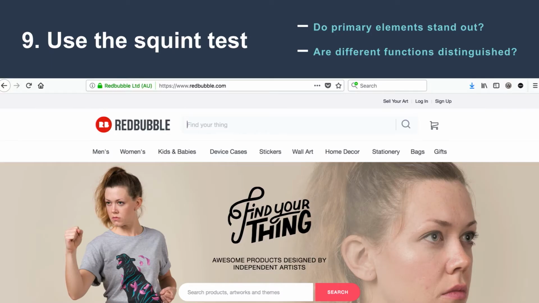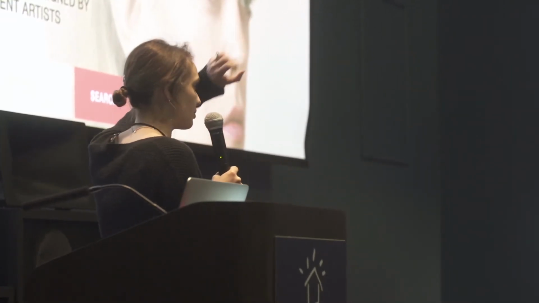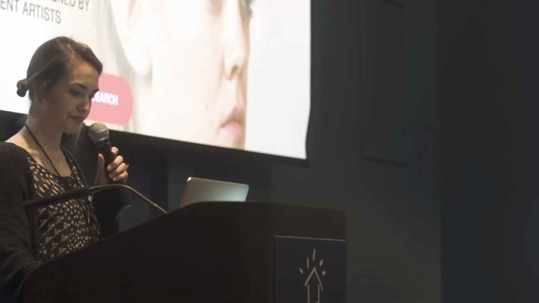So the squint test, this is more of a designy one. If you squint right now, what stands out to you in this design? Do you know what in the menu you're looking out for? This is a really cool test that you can do to help your primary elements stand out. If you're wondering, does having this call to action up here and down here help? What are you trying to do?